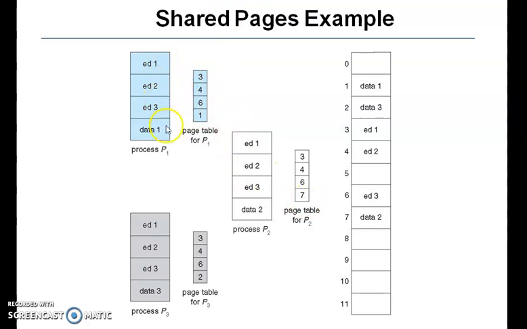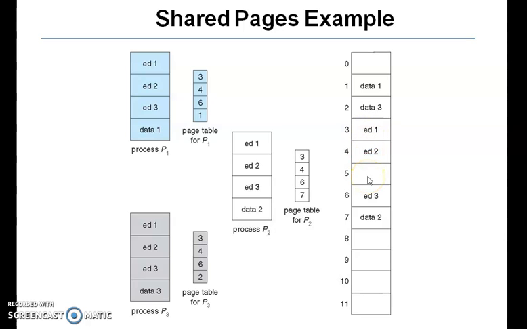Since the editor is common for all the processes, we can map ed1, ed2, and ed3 to frames 3, 4, and 6 in process P1, and also in process P2, that is ed1, ed2, and ed3 are mapped to frames 3, 4, 6, the same frames. Similarly for process P3. Then in main physical memory, frames 3, 4, and 6 hold ed1, ed2, and ed3, which are common. Then we can assign data 1 to frame 1, data 2 to a separate frame 7, and data 3 to frame 2.